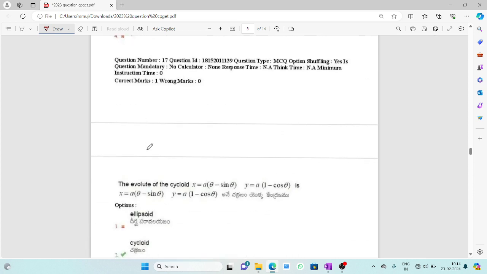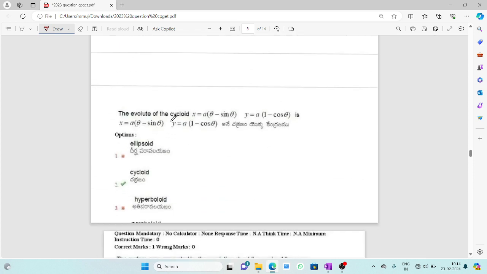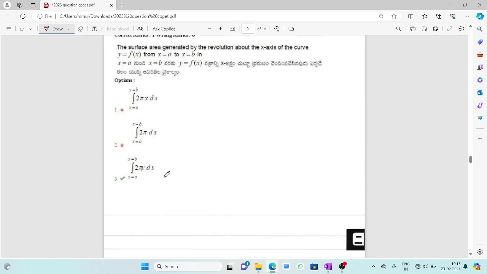So the 17th one is the evolute of the cycloid. This is an important statement, a simple one. You don't need to waste time in the examination whenever this type of question comes. The process is very big if you are going to solve this type of question, so you have to remember this general case: the evolute of a cycloid is always a cycloid. So that is a direct one.